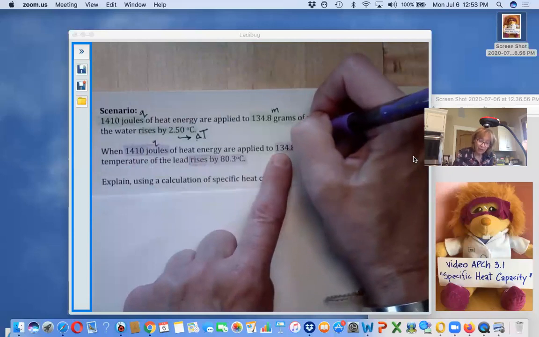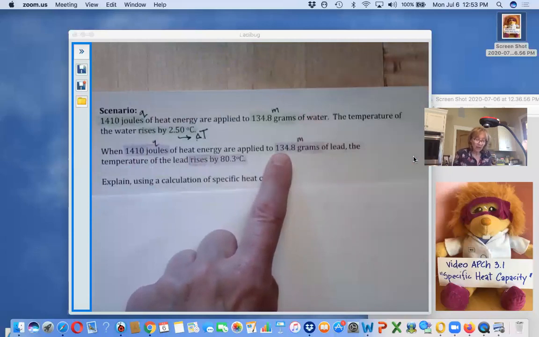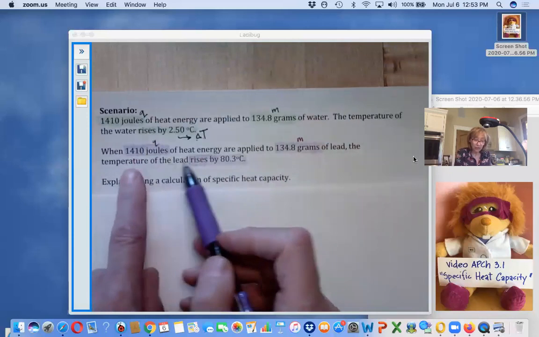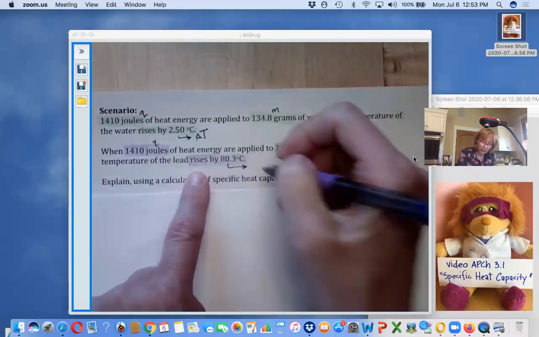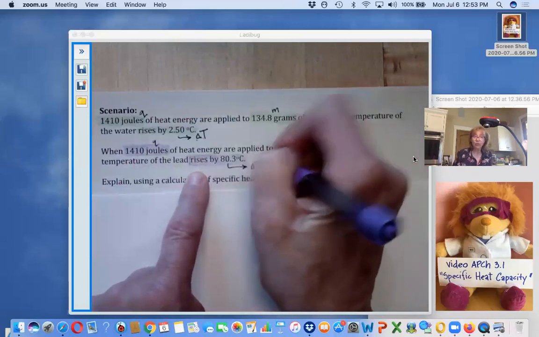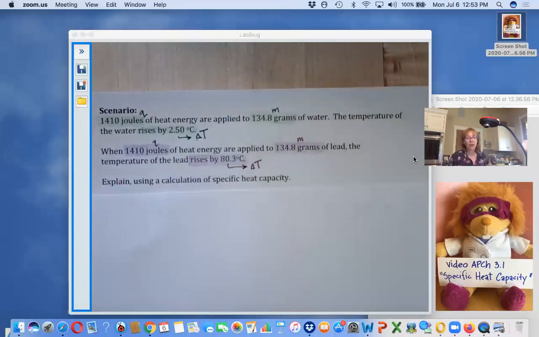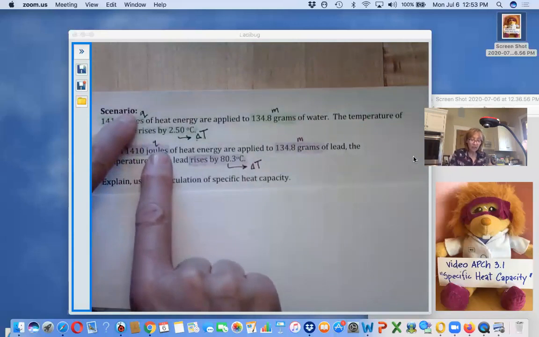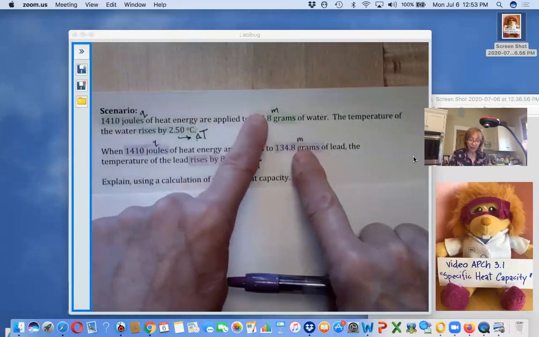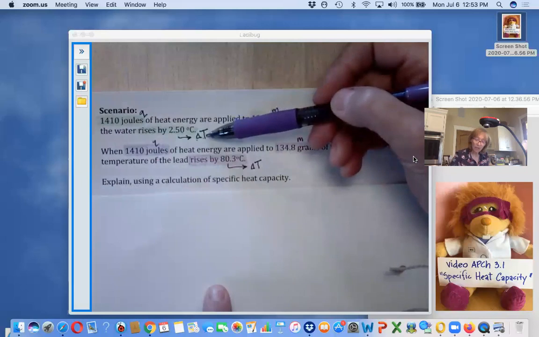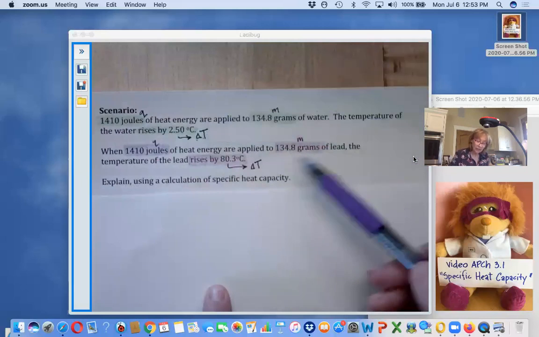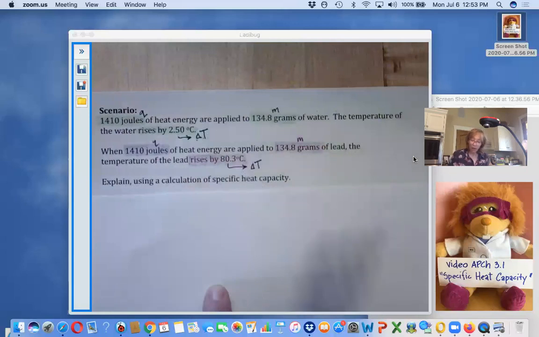So here's my mass of lead, and we're going to observe that the temperature of the lead changes by 80.3 degrees. So that's the temperature change for the lead. Okay, same amounts of heat, same masses of samples, but in the case of water, the temperature goes up only a little, and in the case of lead, the temperature goes up a lot. So I want us to explain that using a calculation of specific heat capacity.